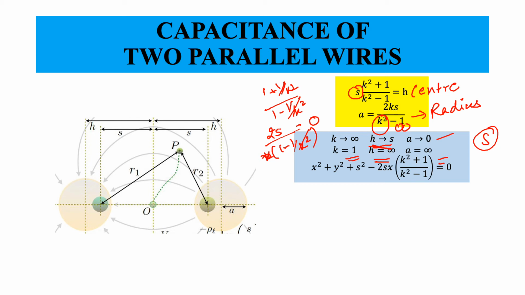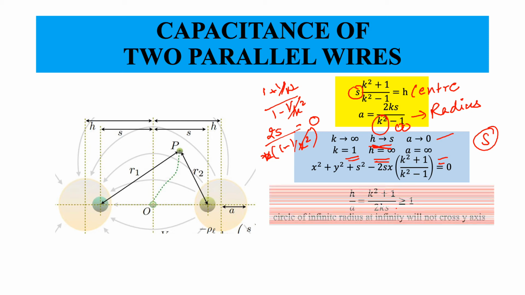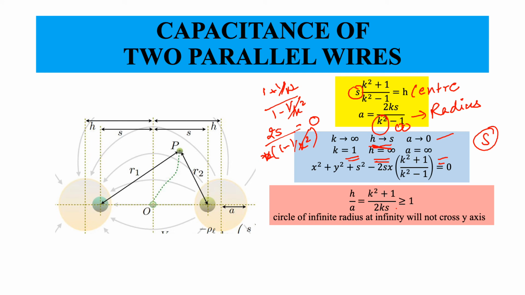Okay, now what would be the relationship between h and a? Whether it would be greater than 1 or less than 1. You can show that when you calculate h by a, it will be equal to (k square plus 1) by 2k. And k is equal to 1. You can see that the ratio h by a would actually be greater than 1 in that case. So the ratio h by a will be greater than 1.